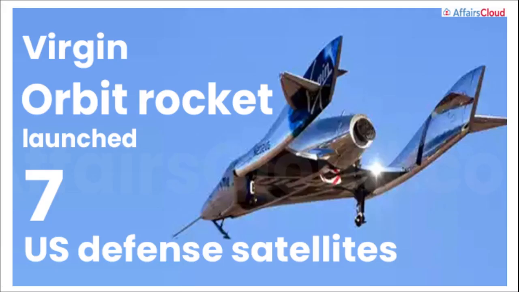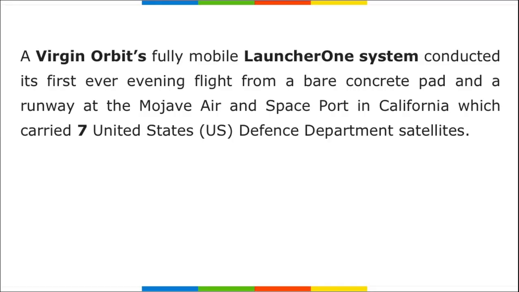Moving on. Next we are talking about the Virgin Orbit rocket, which has recently launched 7 US defense satellites. I repeat, the Virgin Orbit rocket has launched how many US defense satellites? It launched 7 US defense satellites. Virgin Orbit's fully mobile Launcher 1 system has conducted its first ever evening flight from a bare concrete pad and a runway at the Mojave Air and Spaceport in California.